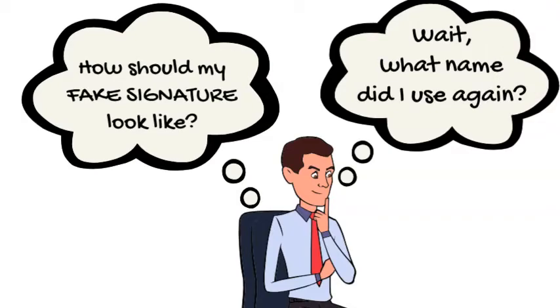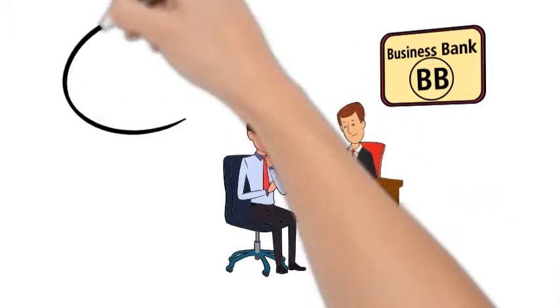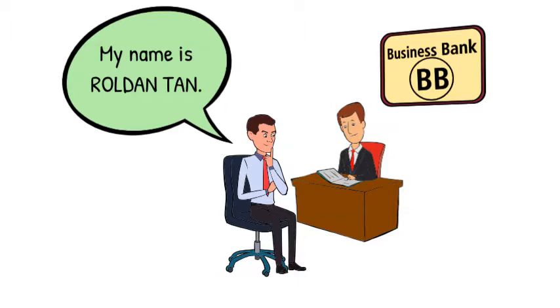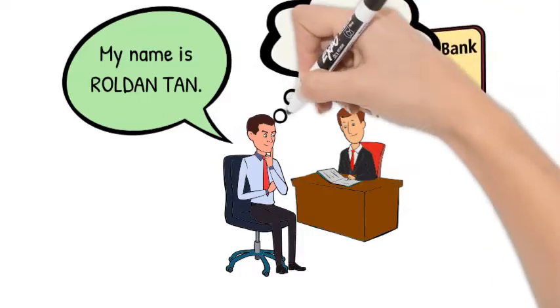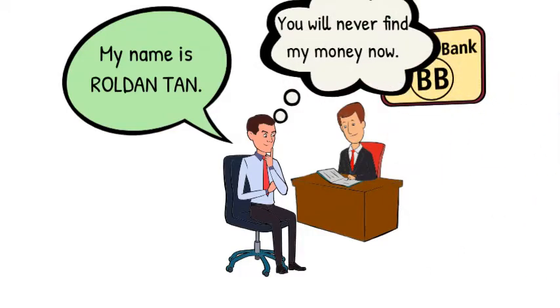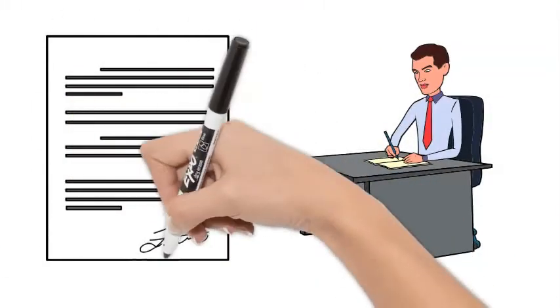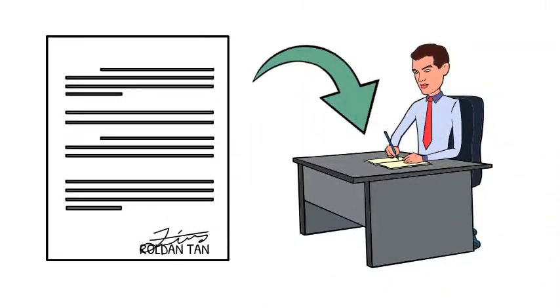Let me illustrate. Let's say Juan went to ABC Bank and opened an account under the fictitious name of Roldan Tan. He does not personally know of any person by the name of Roldan Tan. He opens an account under that fictitious name so that his creditors will not be able to find his money. Juan then signed the bank documents as Roldan Tan using a signature that he invented out of thin air. When he did that, Juan committed an act of feigning a signature.